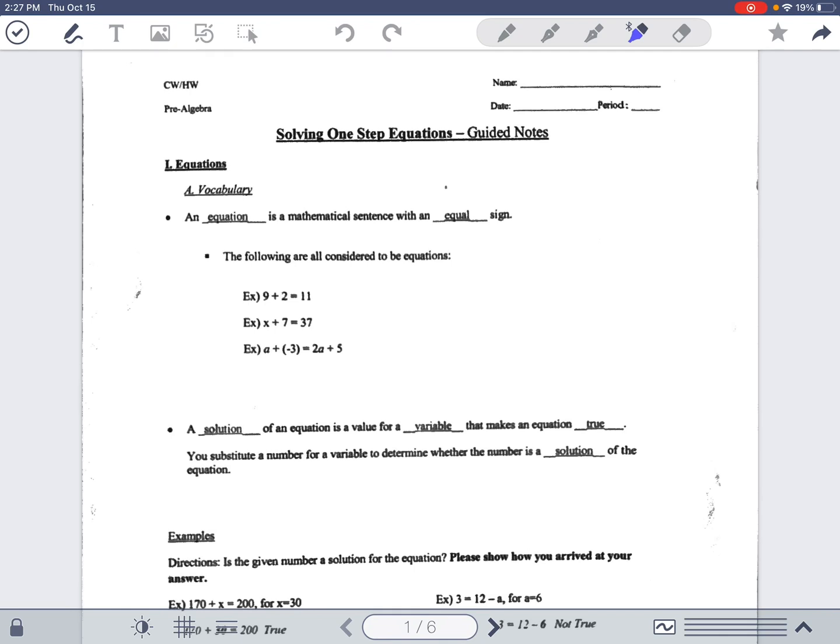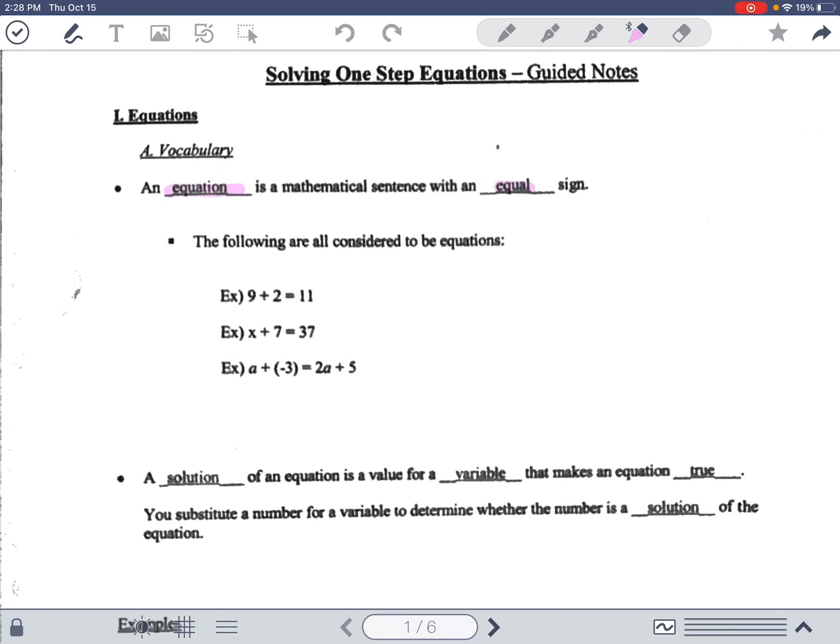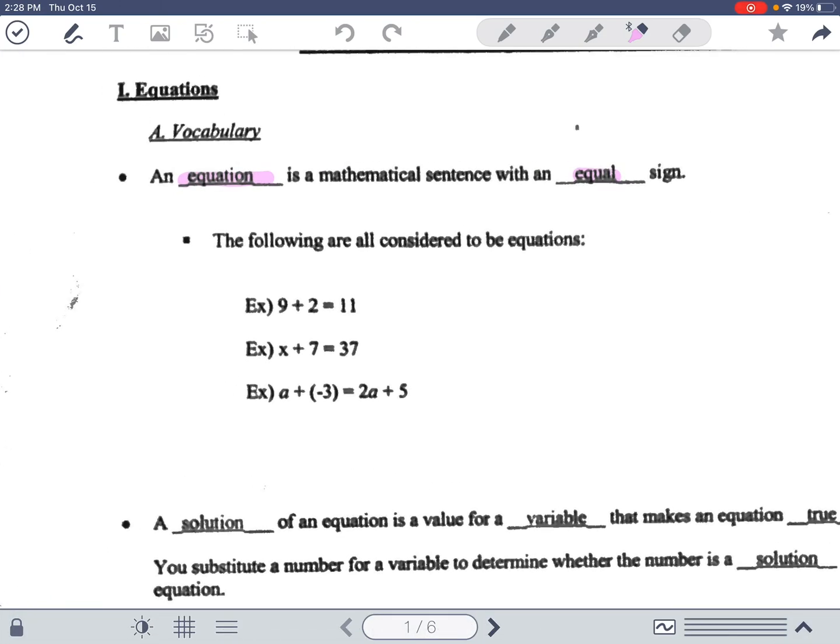An equation is a mathematical sentence with an equal sign. I'm just going to highlight a few words here. Equation has an equal sign. The following are all considered equations. Example: 9 plus 2 equals 11, x plus 7 equals 37, a plus negative 3 equals 2a plus 5. All three of these are examples of equations because they're a mathematical sentence with an equal sign.